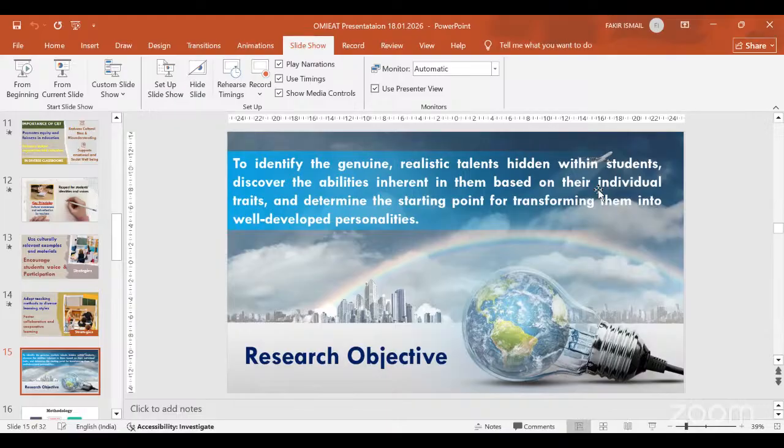For this, I conducted research in my classroom in 2023 and 24 with final year graduate students. The main objective of my research is to identify the genuine, realistic talents hidden within the students, discover the abilities inherent in them based on their individual skills, and determine the starting point. So where is the turning point for transforming them into well-developed personalities?